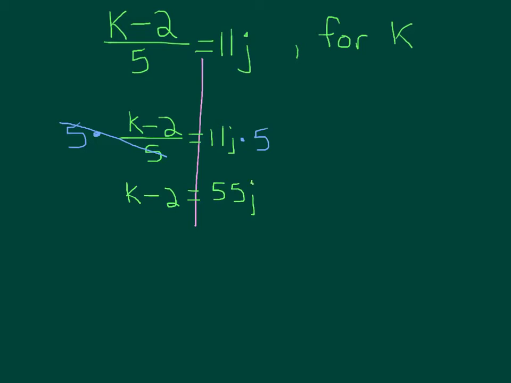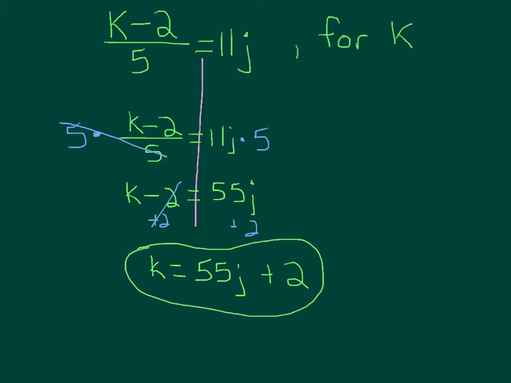And now, my only thing left to do to get k by itself would be to add 2 to both sides. So, if I add 2 and add 2, here we have k equals, now 55j plus 2, they are not like terms. So 55j plus 2 at the end, I can't combine them. So here is my equation solved for k.